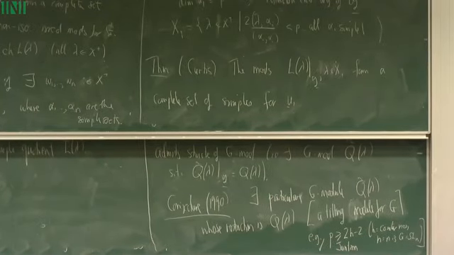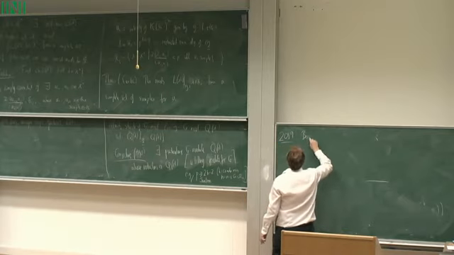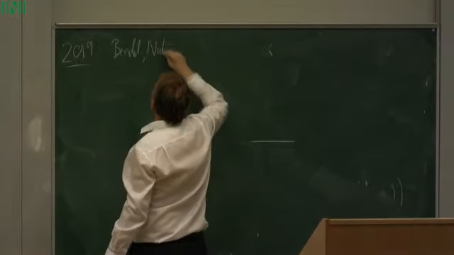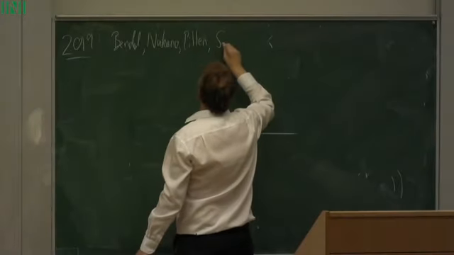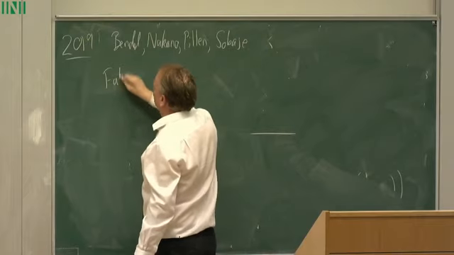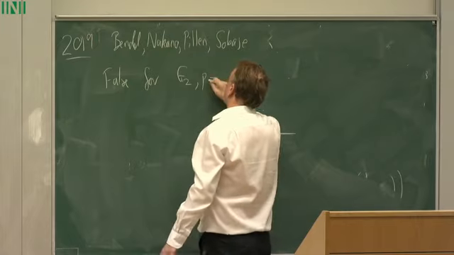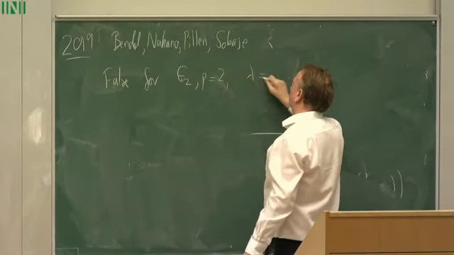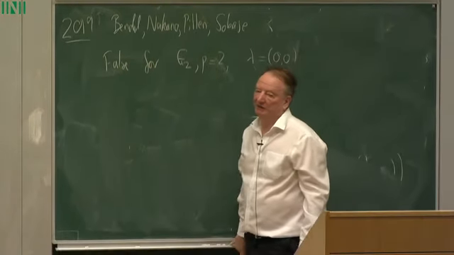But now we have one and only one counterexample so far, from 2019: Bendel, Nakano, Pillen, and Sobaje. It's false for the group G2, p equal to 2, and lambda the weight 0. So it's just by an explicit calculation.